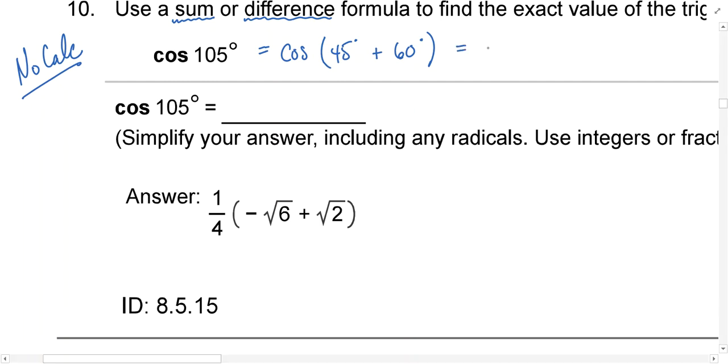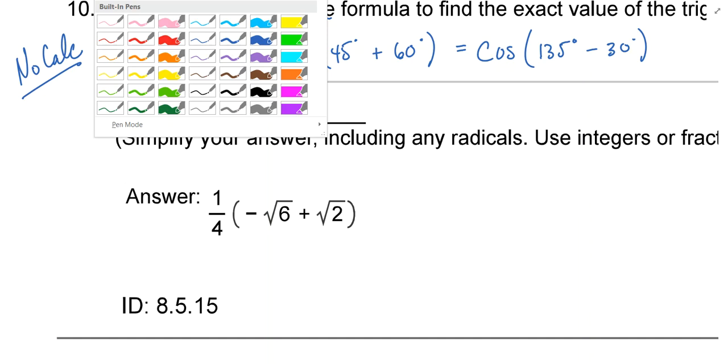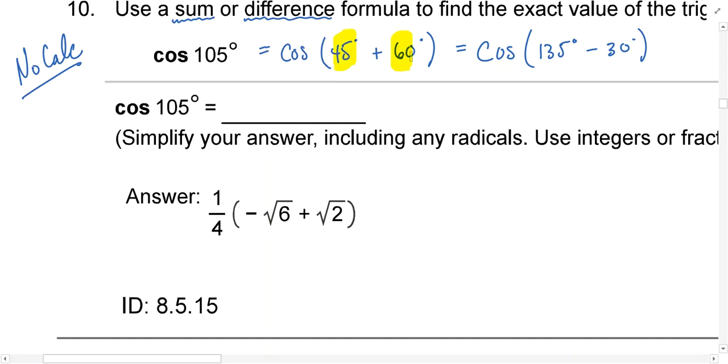Certainly, you could use a difference identity as well. If your brain went to 135 degrees minus 30 degrees, for example, that would work too. The only comment that I'll add is that, since this is a no calculator question, the two numbers that you choose inside of your grouping symbol should be numbers that are already found on the unit circle that we memorized. Choosing other angle measures would not benefit us, because we would need a calculator to evaluate them. So again, I'm going to use this first one. I think that's the one that came to mind initially, so that's the one I'll run with.